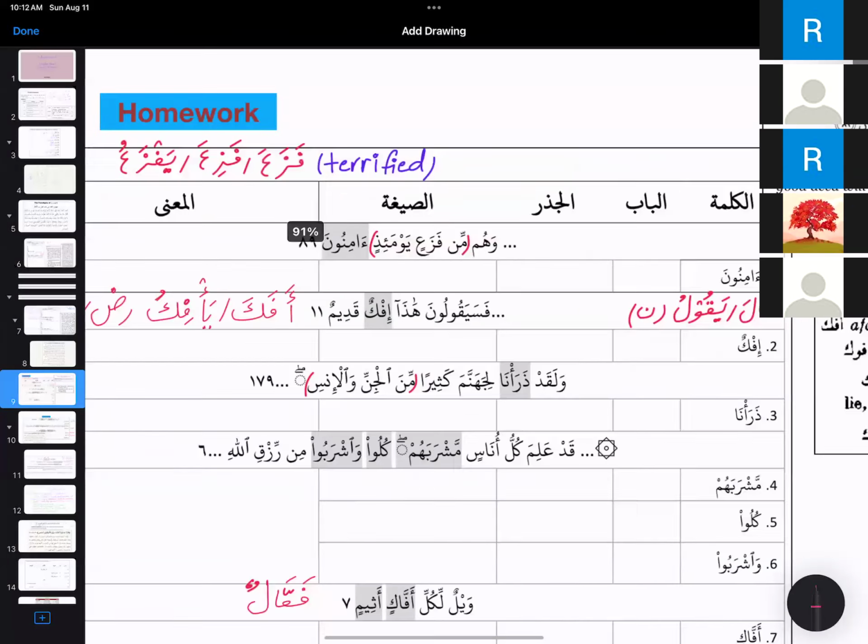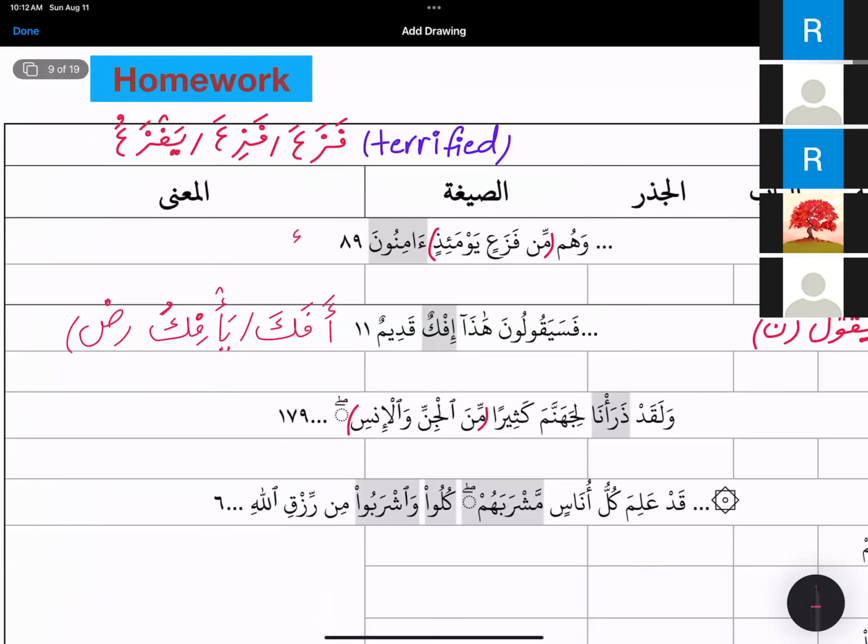Aminun, right? Aminun is also Hamza Mim Noon, right? So mahmuzul fa. And what siga is Aminun? What siga is it? Amin, ism fa'il. Very good. Ism fa'il and jama', right? Jama' muzakkar salim. Wahum min faza'in yawma izin aminun.